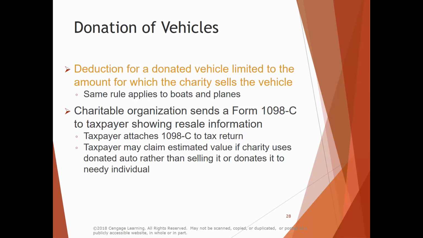Does that make sense? And it's also the same with boats and planes and other things that, I don't know, people don't need boats and planes, but in some worlds I'm sure they do. So this 1098-C is a big piece of it now, and you actually have to staple that to your tax return. It was such an area of abuse.